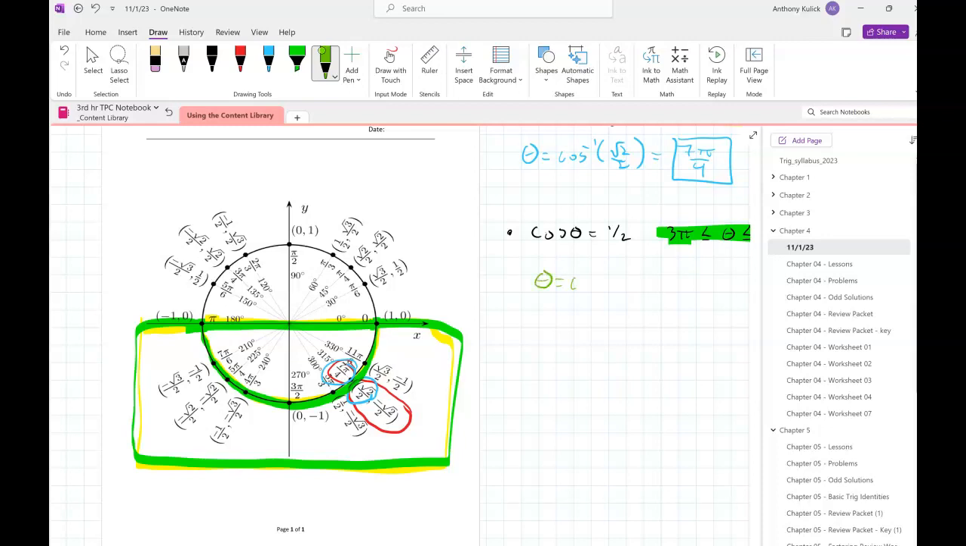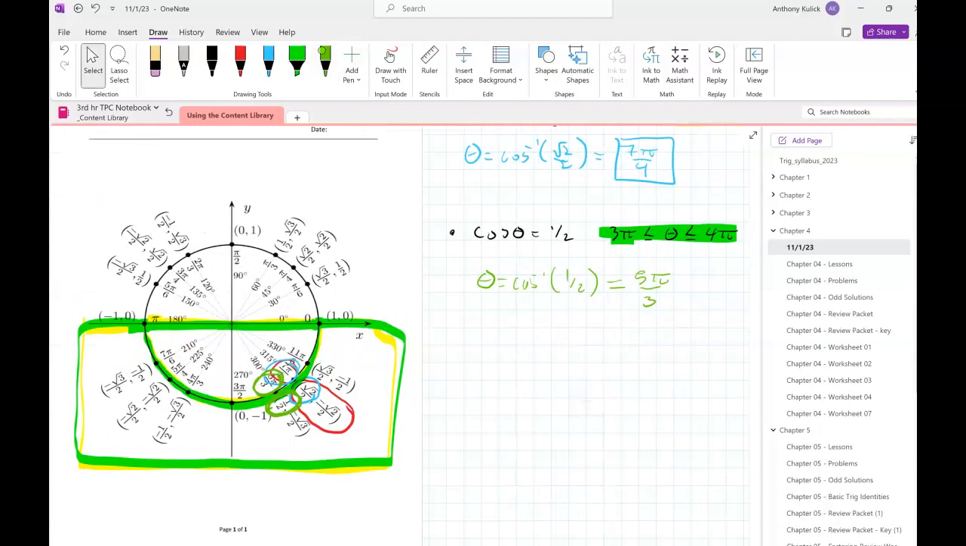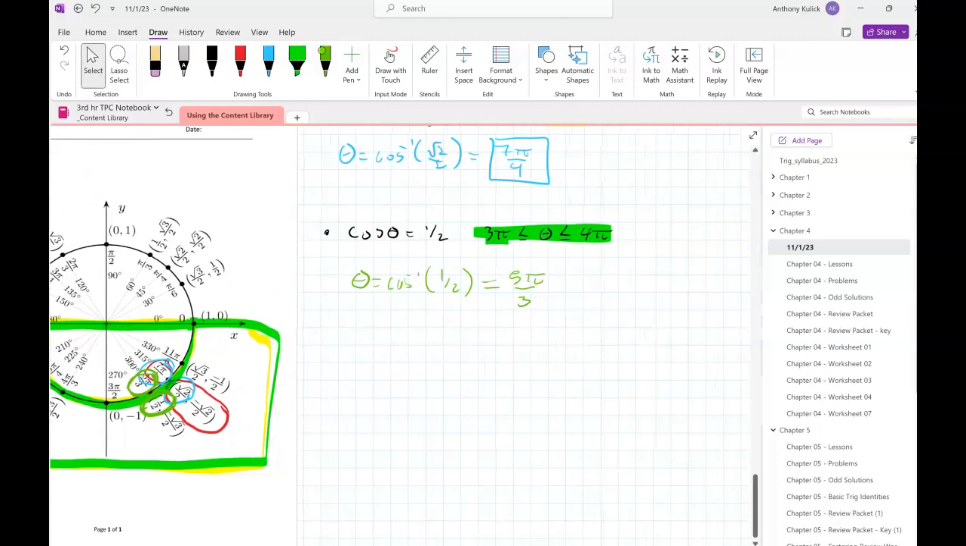So if I do this, I do cosine inverse of both sides. I'm going to look for the place where the x coordinate, because we're doing cosine, is positive 1/2. That happens right here. So my answer should be 5 pi over 3. But what's the problem? It's not too big, it's too small. So what's the solution going to be? Add 2 pi to it.